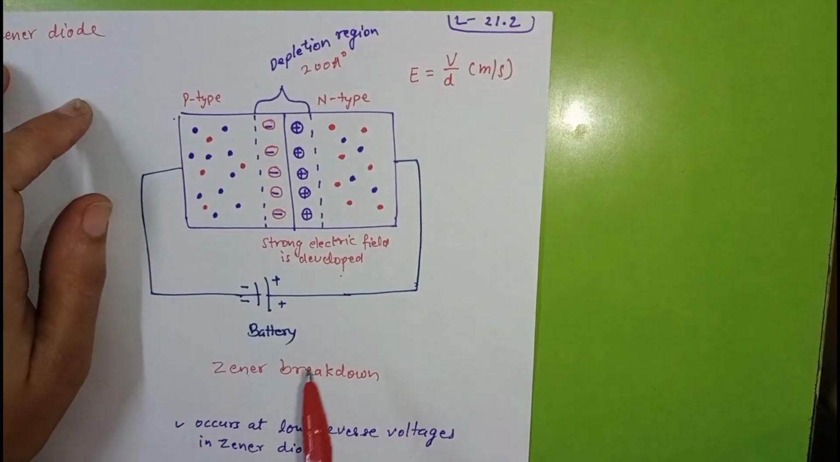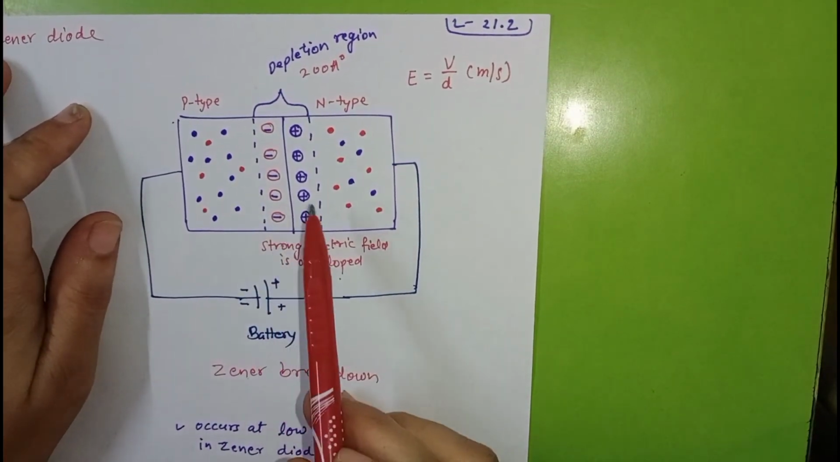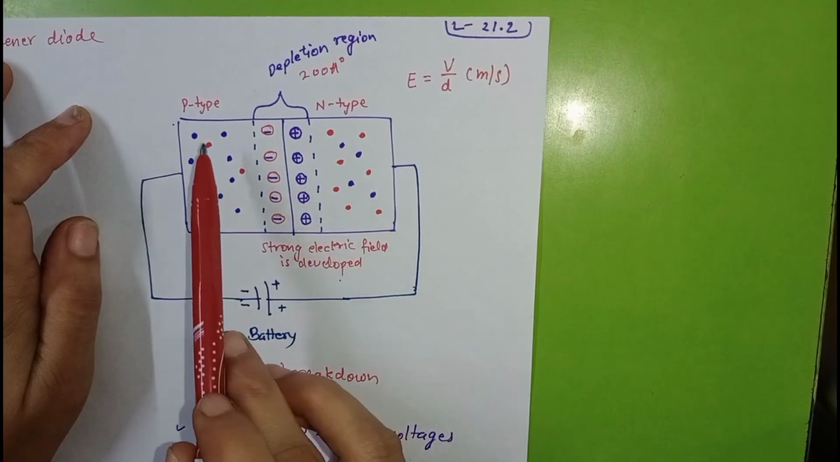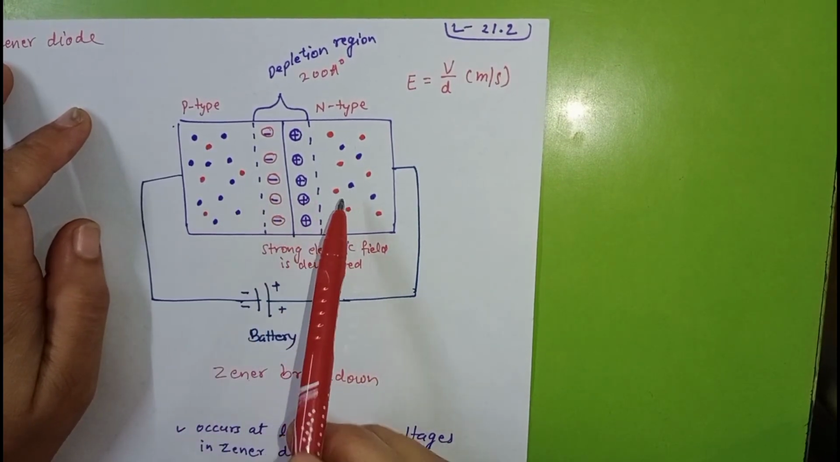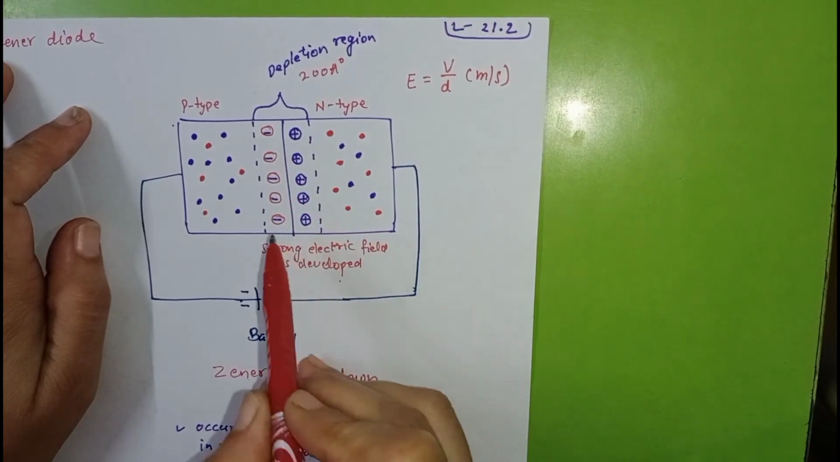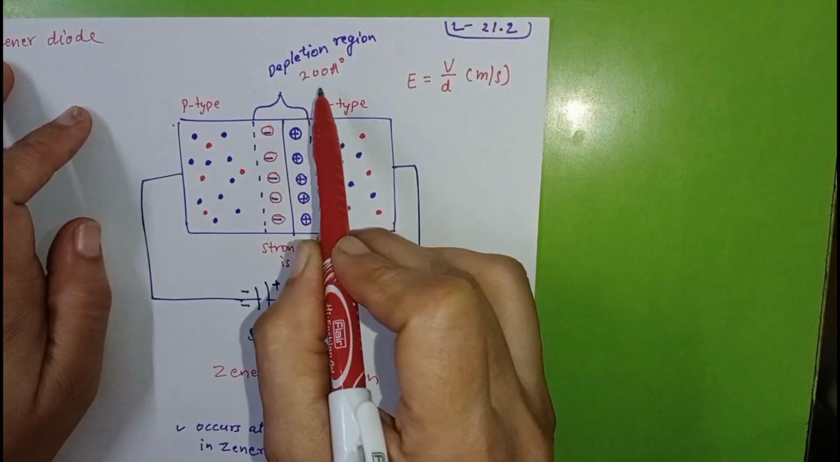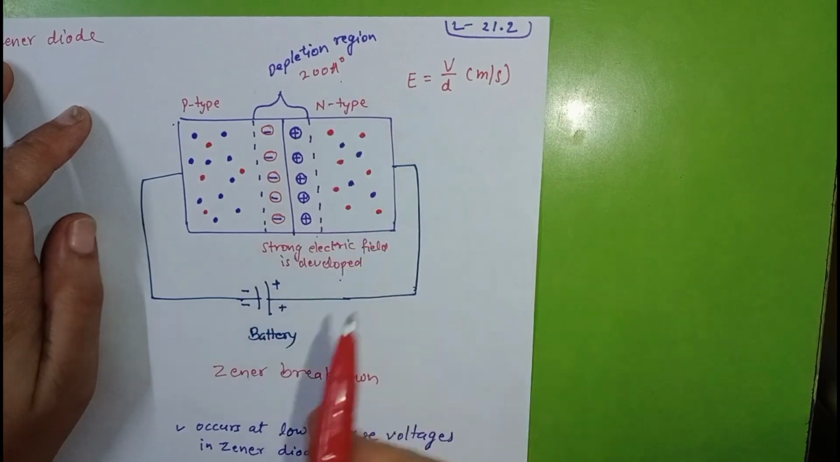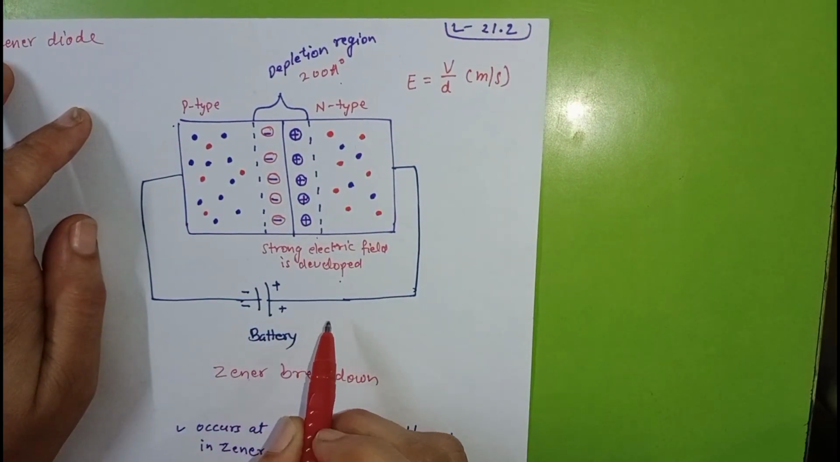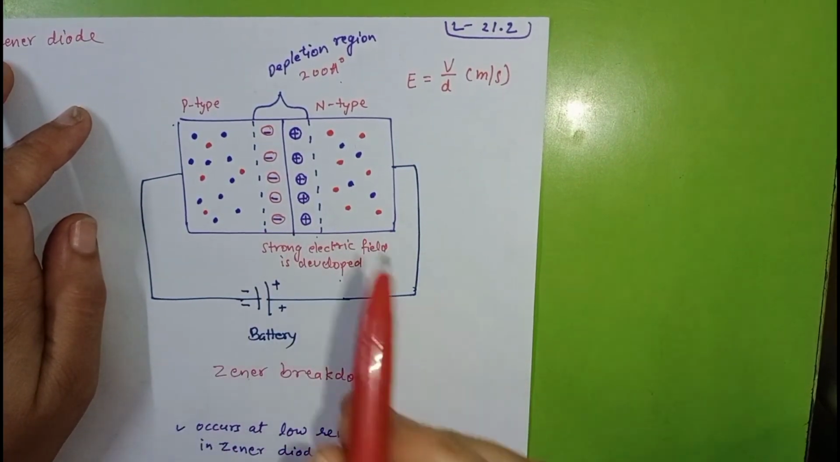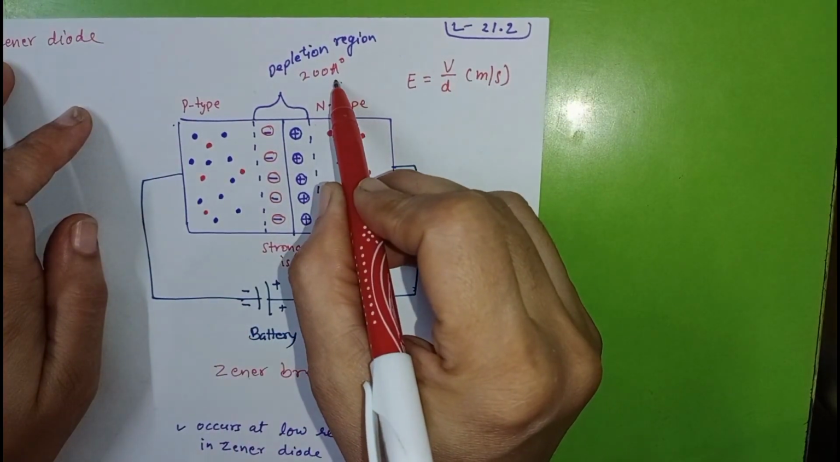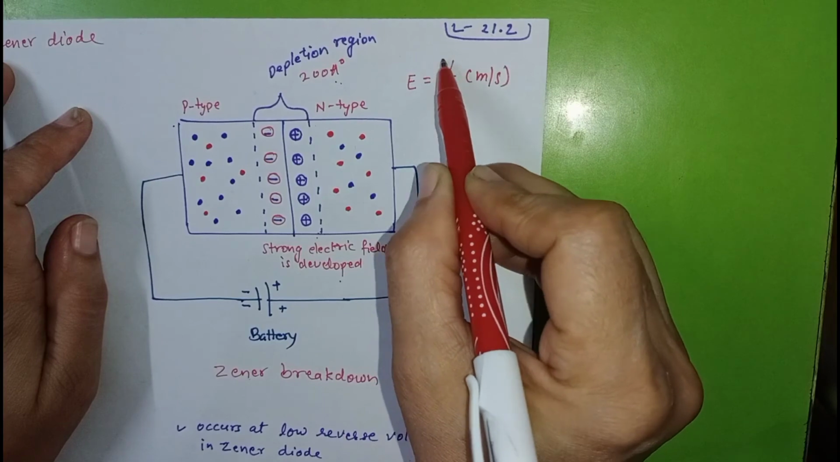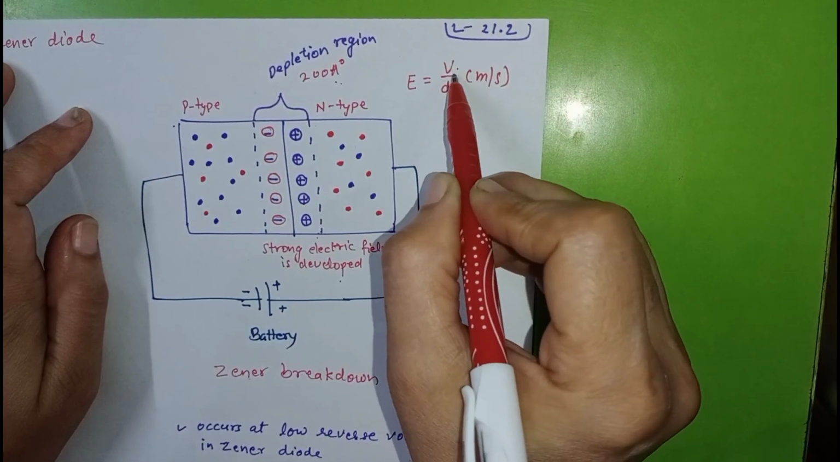Now we will see the phenomena of Zener breakdown. This is a Zener diode and this is P region and this is N region. These both regions are heavily doped. So there is a very thin depletion region of the order of 200 Angstrom. When we apply reverse biasing across the Zener diode, because of very thin depletion region of the order of 200 Angstrom, and we apply a reverse voltage V, it has some value.